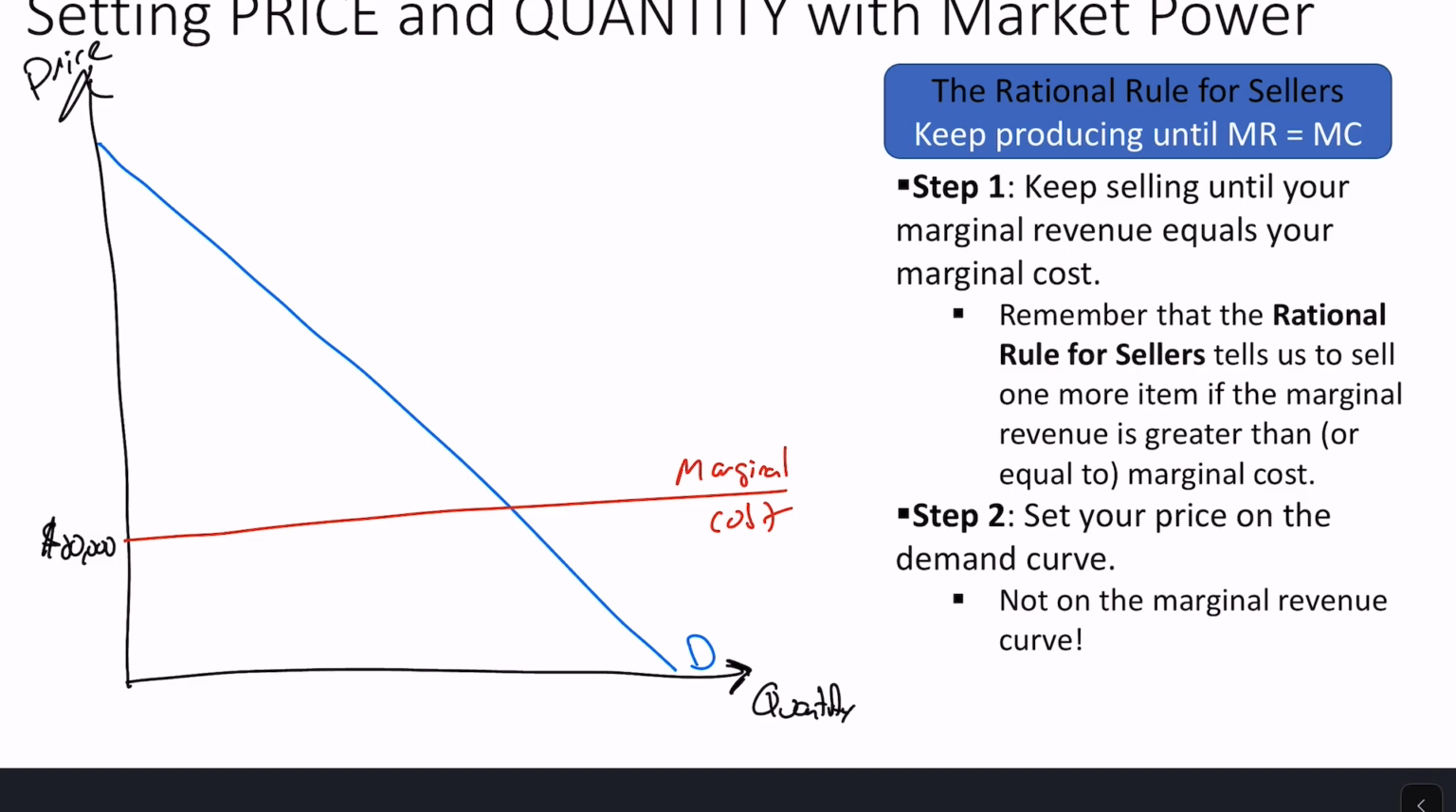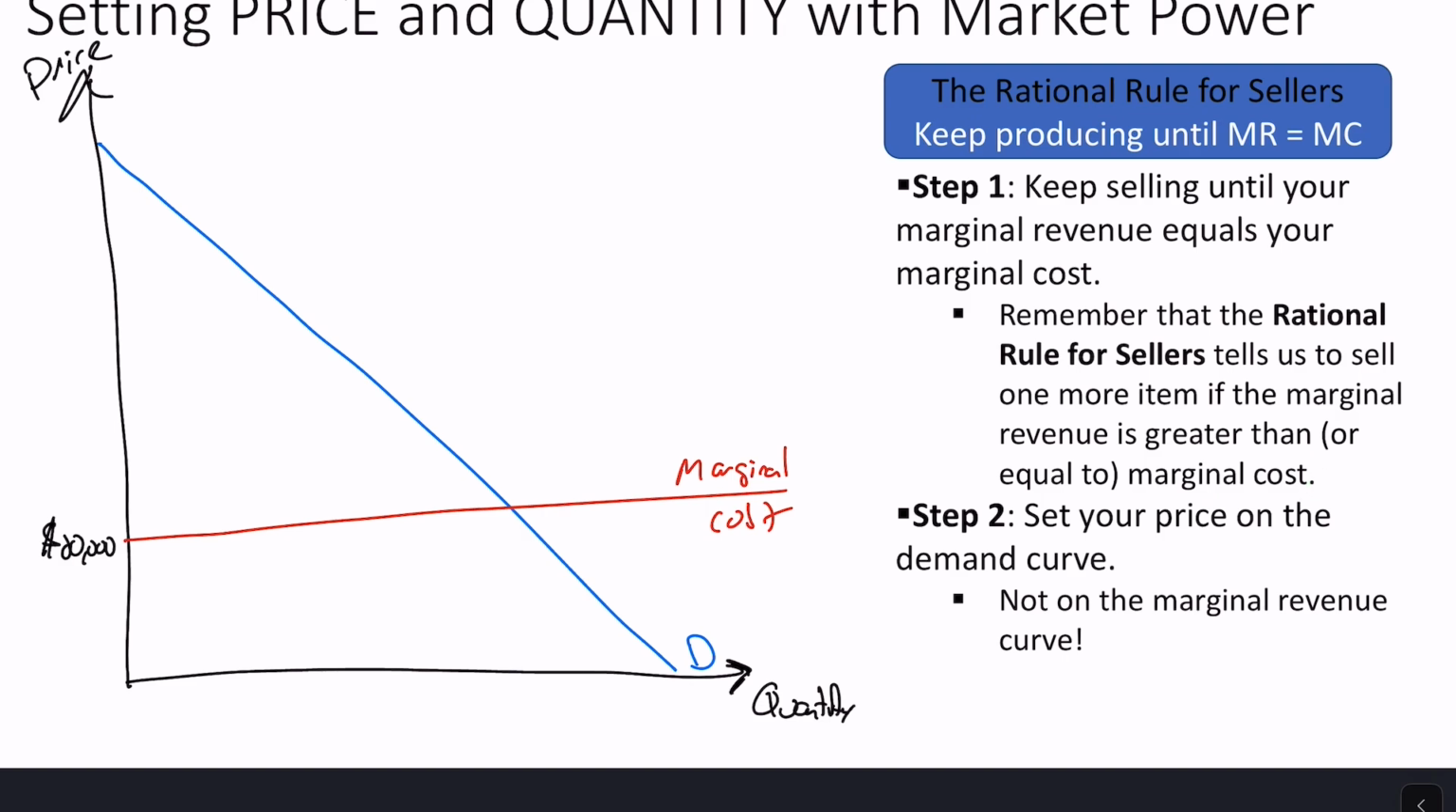Now we want to understand how a firm with market power will choose price and quantity to maximize its profits. They're going to use the rational rule for sellers. So they're going to keep on producing as long as marginal revenue is greater than marginal cost, and then stop when marginal revenue is equal to marginal cost. Remember that the rational rule for sellers tells us to sell one more unit of the item if the marginal revenue is greater than or equal to that marginal cost.